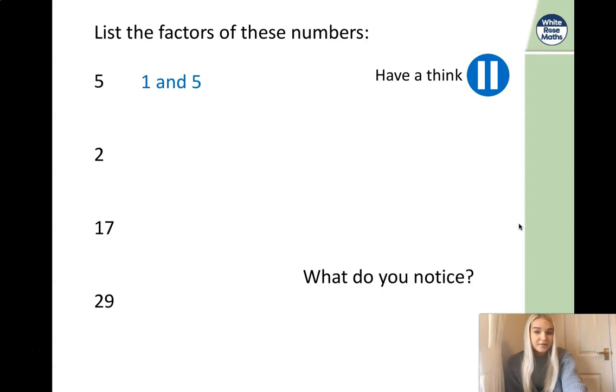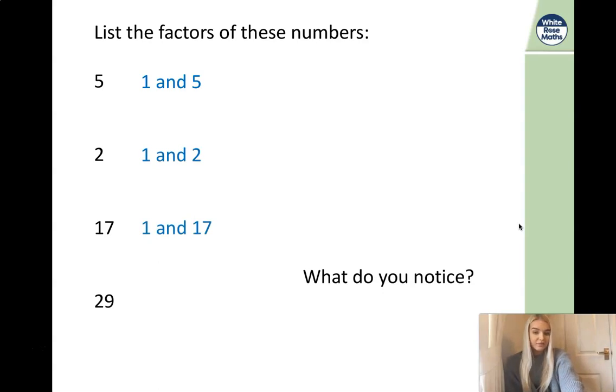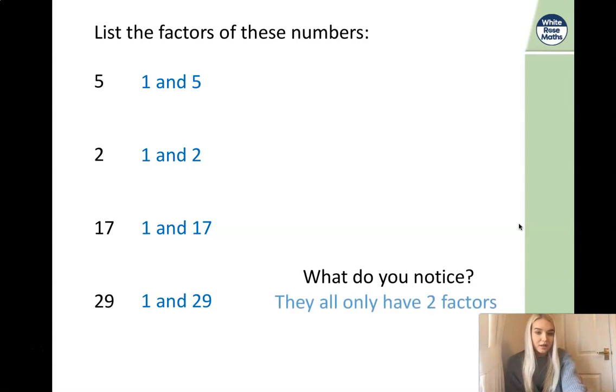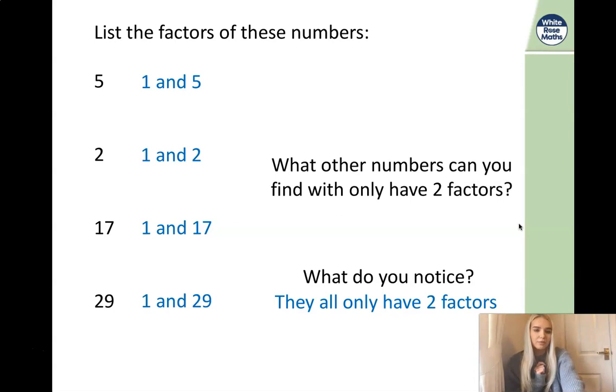You might have noticed that the factors of 2 are 1 and 2. The factors of 17 are 1 and 17. And the factors of 29 are 1 and 29. They all have only 2 factors. Now, that's got a very special name. If a whole number has only 2 factors, that is called a prime number. That is where the only factors are 1 and itself. So try and remember that, but we'll be doing a lot more work on that in a moment. Can you see any other numbers that only have 2 factors? Have a think.